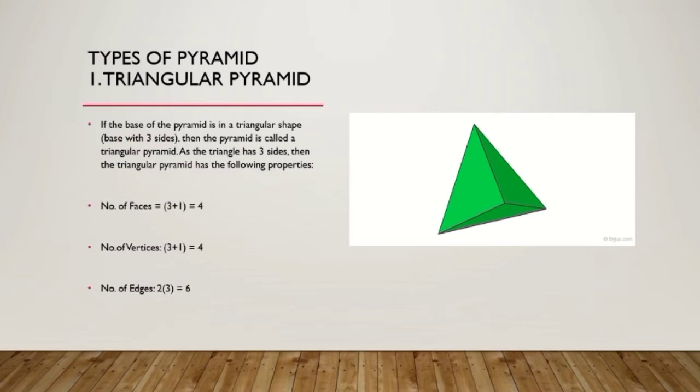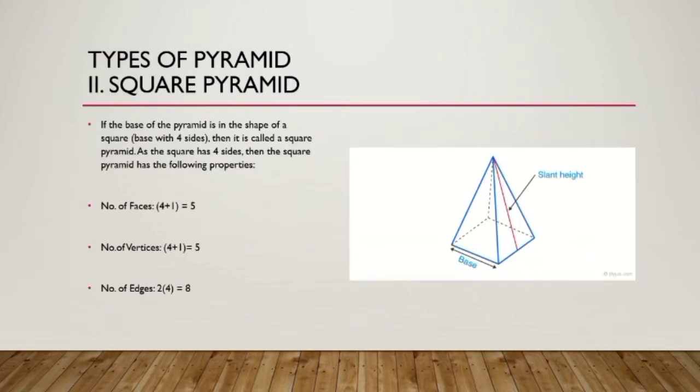Number of faces, 3 plus 1 equals 4. Number of vertices, 3 plus 1 equals 4. Number of edges, 2 times 3 equals 6. Square pyramid. If the base of the pyramid is in the shape of a square, a base with four sides, then it's called a square pyramid. As the square has four sides, the square pyramid has the following properties.